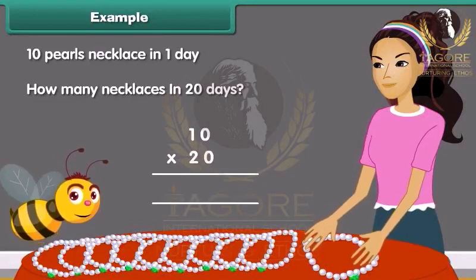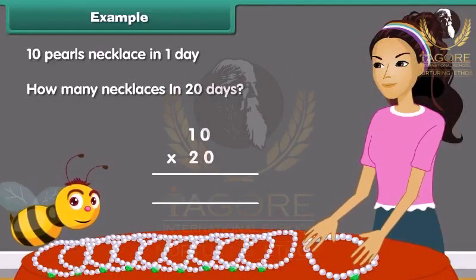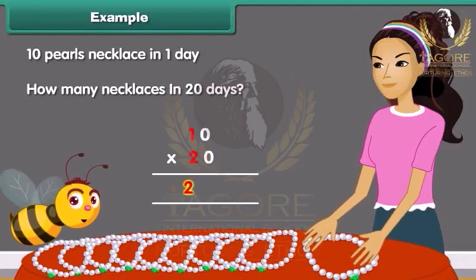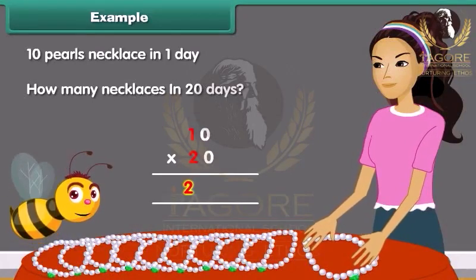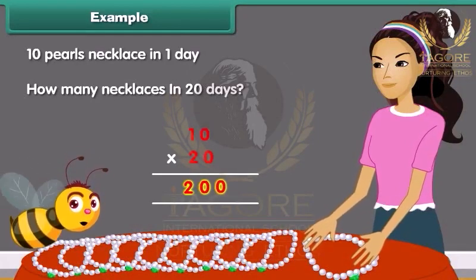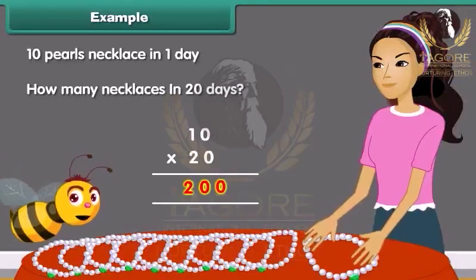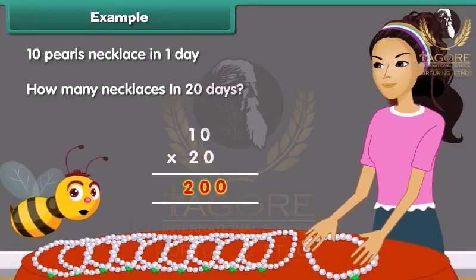Step 1. Multiply the numerals without zeros. 2 multiplied by 1 is equal to 2. Step 2. Count and add the number of zeros toward the right side of the answer. In this case, we have 2 zeros. Thus, the final answer becomes 200.